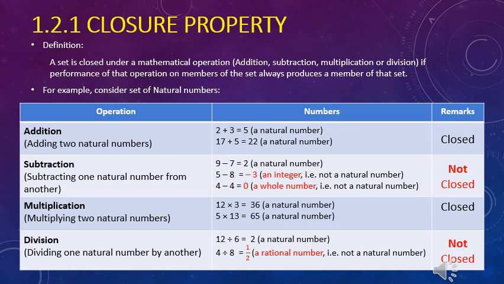For multiplication also, we can see here that when two natural numbers are multiplied, we always get the answer as a natural number. Hence, it is closed under multiplication. In the division, we see that sometimes we might get natural number as answer, or we might not get natural number as answer. Hence, it is not closed under division.